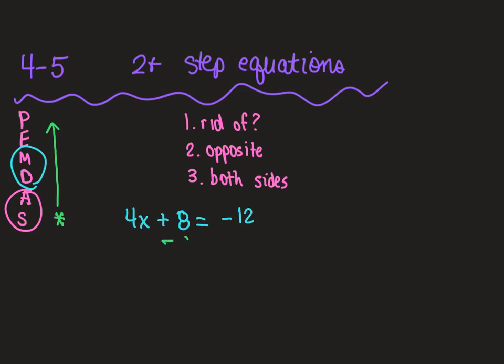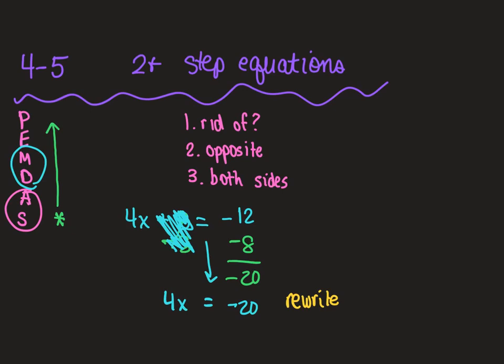So I'm going to sing minus 8, cross out, what's my answer? I get a negative 20. Now I need to rewrite my problem with whatever's left. So I have 4x, he's still there. This is gone, that's not there anymore. I have my equal sign still, and instead of a negative 12, I now have a negative 20.